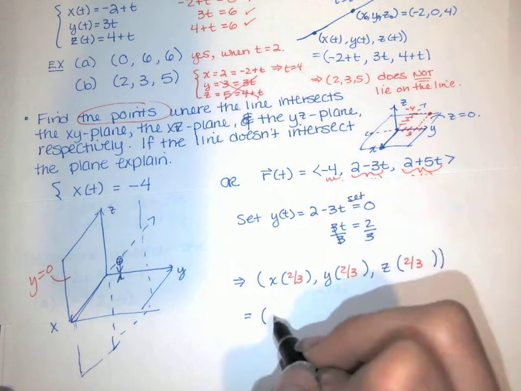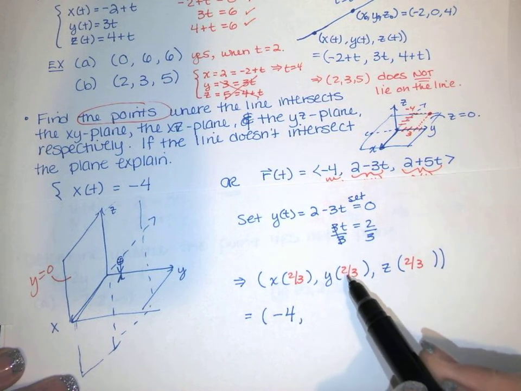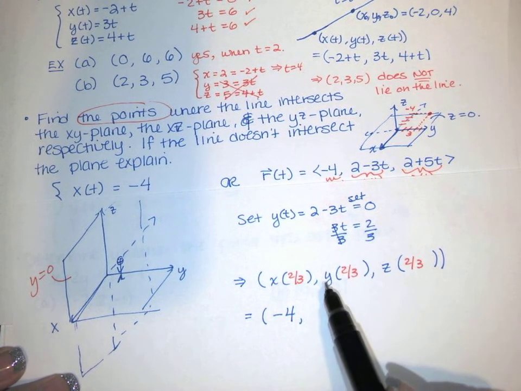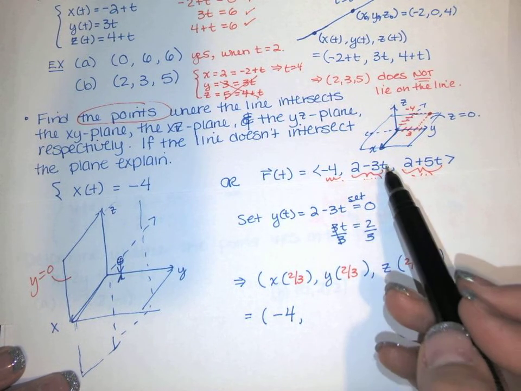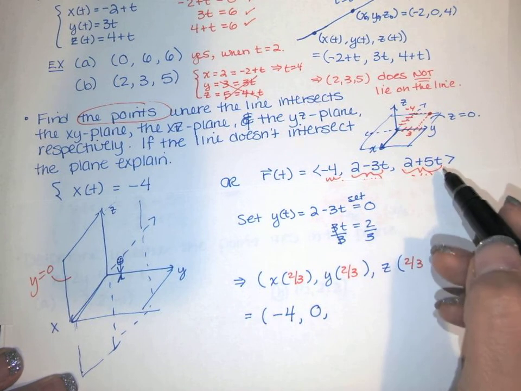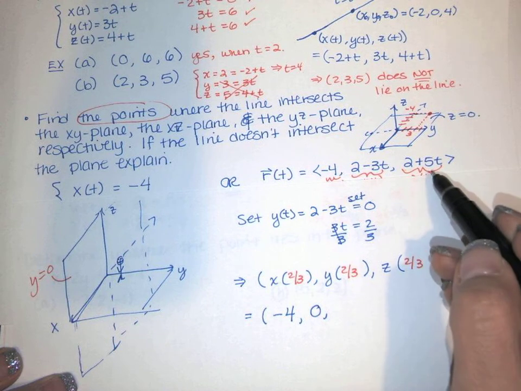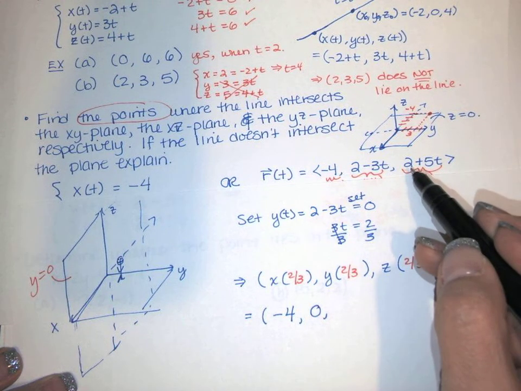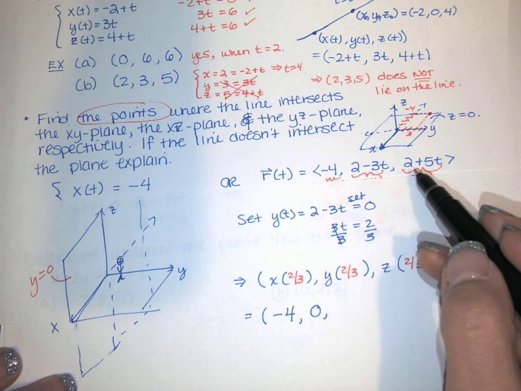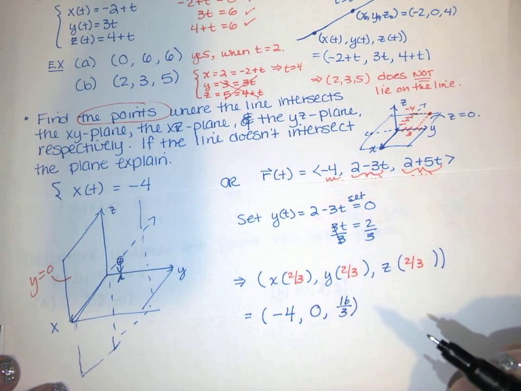Now x is always -4 for this particular line. When t equals 2/3, y is supposed to be 0, right? Let's check. If I put 2/3 in here, the 3's cancel, and I have 2 minus 2, I get 0. That's good. And if t equals 2/3 here, I have 2/3 times 5, which is 10/3, plus 2. 2 is 6 divided by 3. So I have 6/3 plus 10/3, which is 16/3. All right, that's our location.